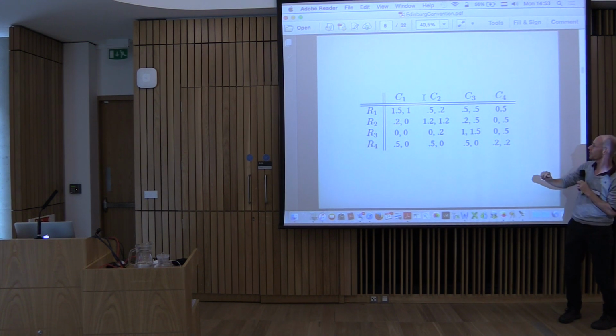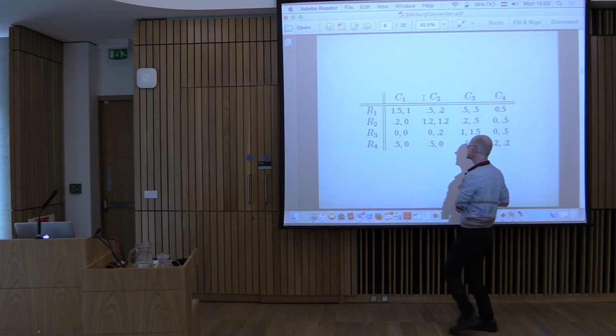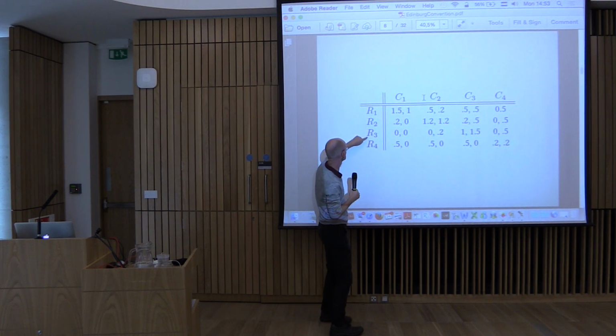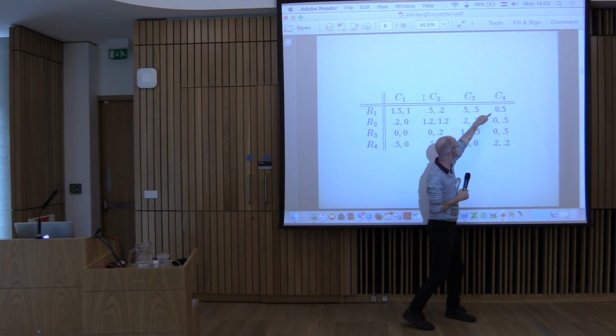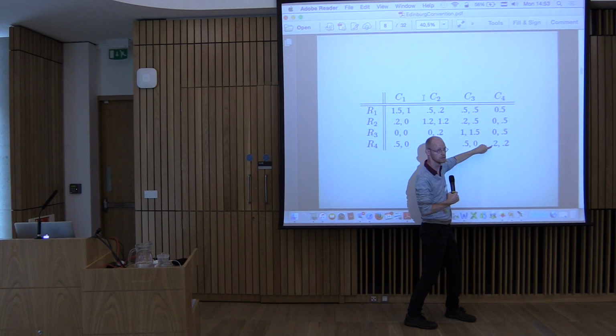The column player plays C4. So what is the best for the row player to do? R1, R2, R3, or R4? So you should compare 0, 0, 0.2. Oh, so this is a Nash equilibrium.